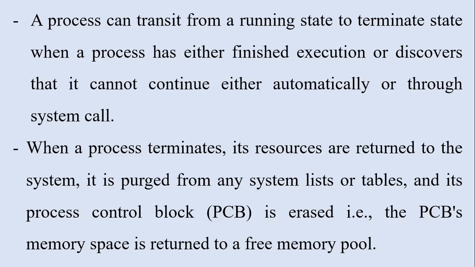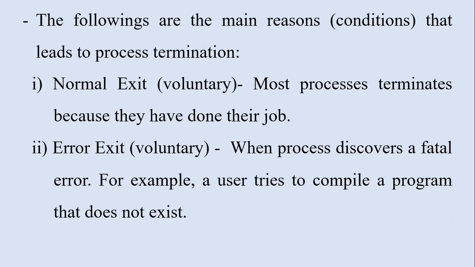When a process terminates, its resources are returned to the system. It is purged from the system list or tables, and its process control block is also erased. That is, the process control block's memory space is returned to a free memory pool. The following are some of the main reasons or conditions that can lead to process termination. Number one is normal exit or voluntary exit. Most processes terminate because they have done their job.